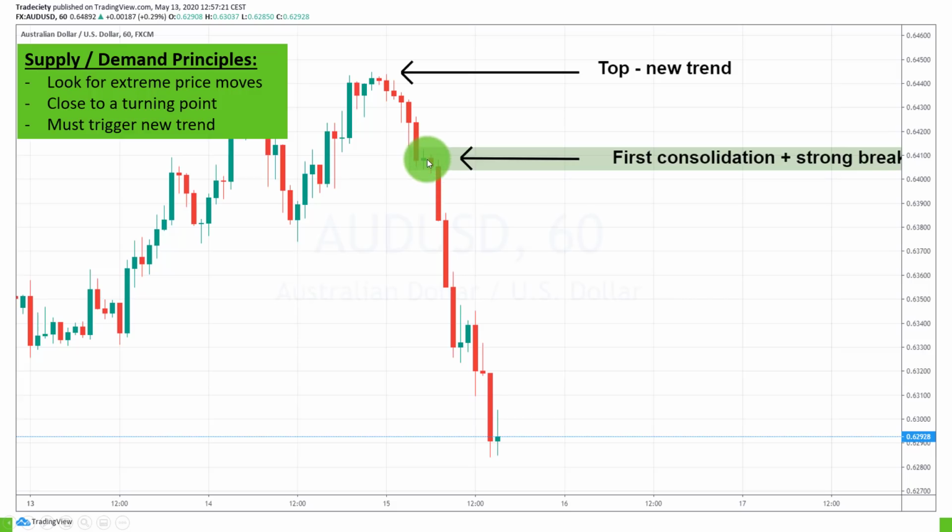You don't want the candlesticks to show you large volatility. So usually the candlesticks during the consolidation are fairly small. And then you have a very strong breakout. And it's really important that the breakout away from the consolidation happens with strong candles, big candles, and they initiate a new and a very strong trending phase. So those are the main criteria that will help you identify supply and demand areas.